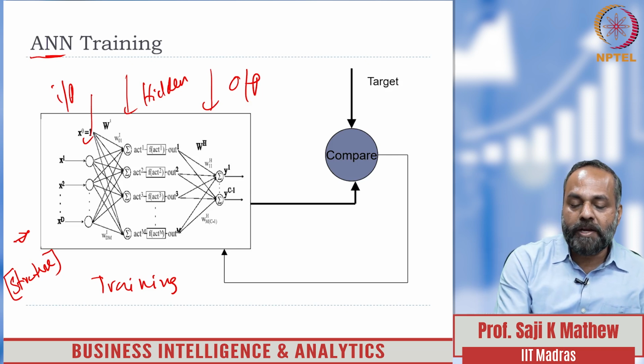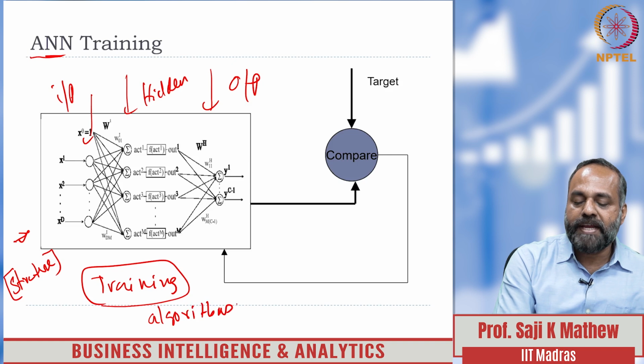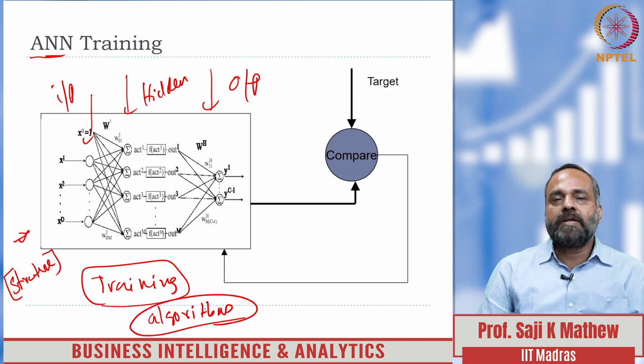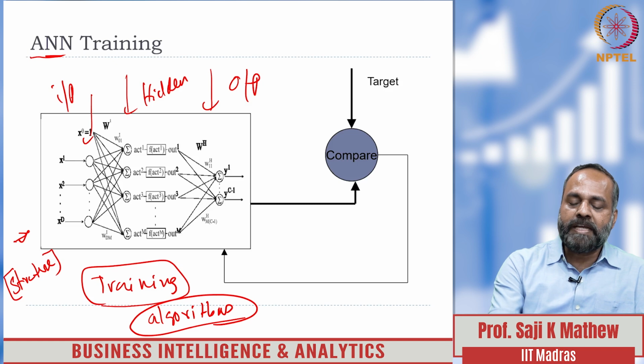So how can a neural network be trained? There are training algorithms. The neural network structure and mathematical models were developed, as I said, long back, but the training algorithms took a longer time to become efficient, to become practical. One of the early inventions was the gradient descent backpropagation algorithm.